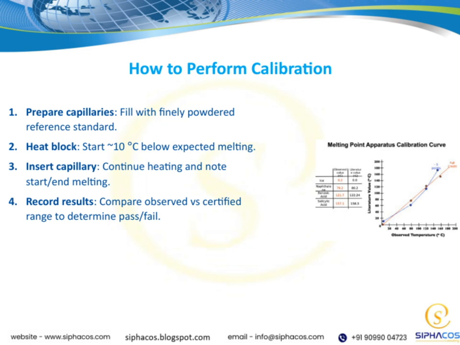Then, carefully insert the capillary into the heat block. As you continue heating, pay close attention to the point where melting begins and ends. Recording these start and end points is crucial because it allows you to compare your observed melting range with the certified range of your standard. Finally, record your results and analyze them by comparing your observed melting points to the certified range. This comparison will help you determine whether your calibration passes or fails. Remember, accurate calibration is fundamental to ensuring the reliability of your measurements throughout the process.